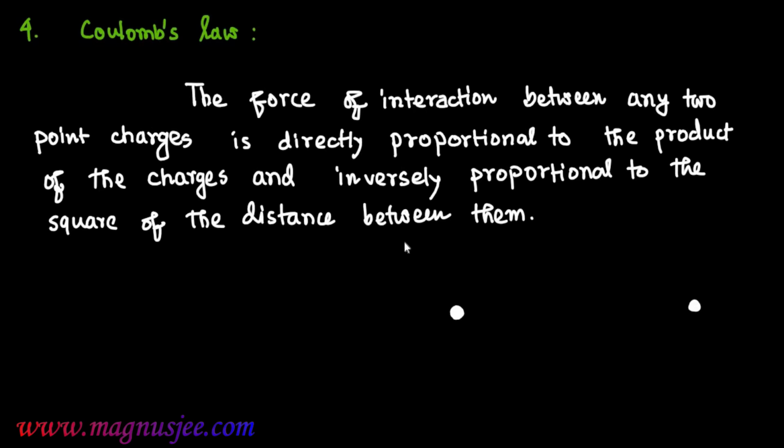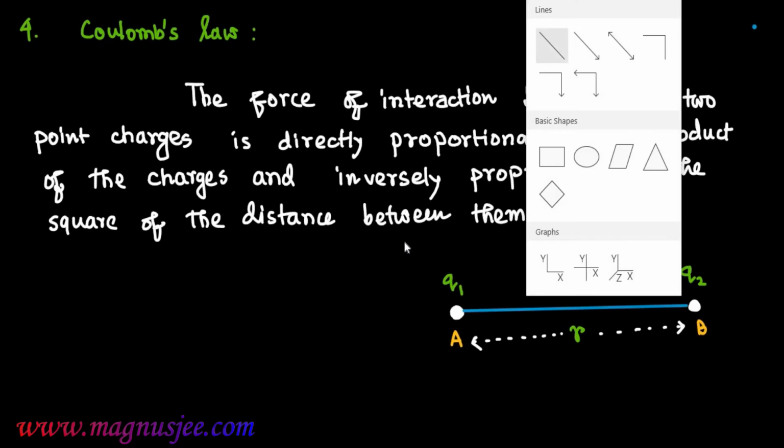Now we can draw two point charges situated at points A and B. The two point charges are Q1 and Q2, separated by a distance R. Here R is the distance between the two point charges Q1 and Q2.